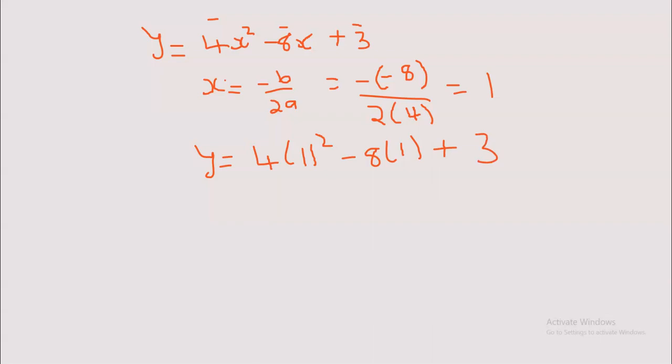So this will be 4. 4 minus 8 will be negative 4. Negative 4 plus 3 will be negative 1. So your y will be negative 1. So that will be your turning point coordinates. So the x value is 1, then our y value will be minus 1 as the turning point coordinate.